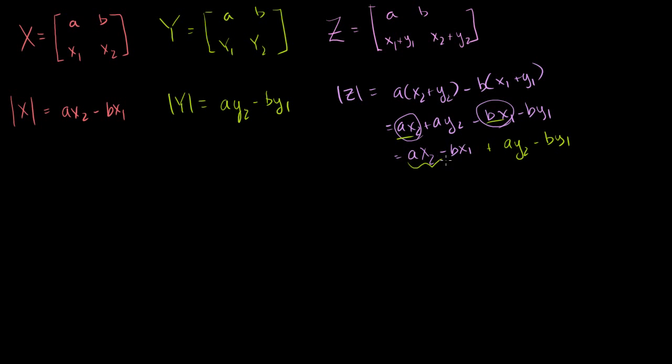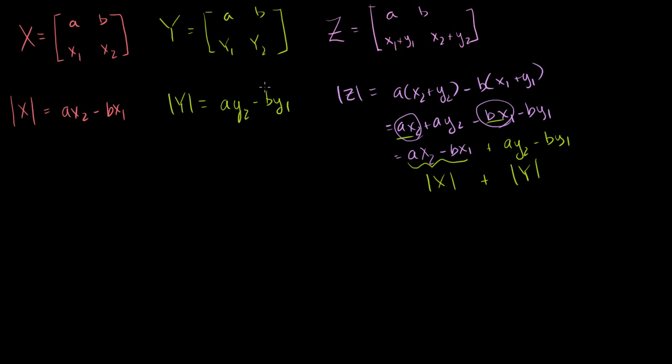Now, what is this right here? That is the determinant of x. And this right here is the determinant of y. So there you have it. If we have matrices that are completely identical, except for one row, and in this case it's a 2 by 2 matrix, so it looks like half of the matrix, and z's row that we're referring to that's different is the sum of the other two guys' rows, then z's determinant is the sum of the other two determinants. And this is a very special case.